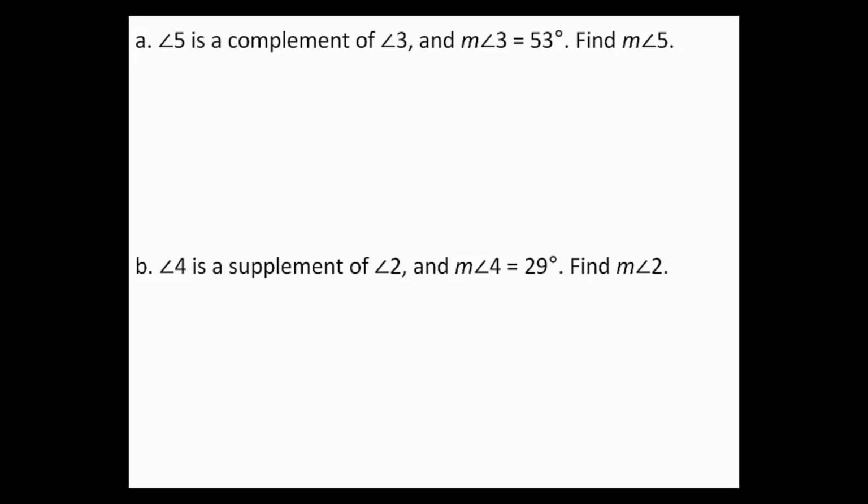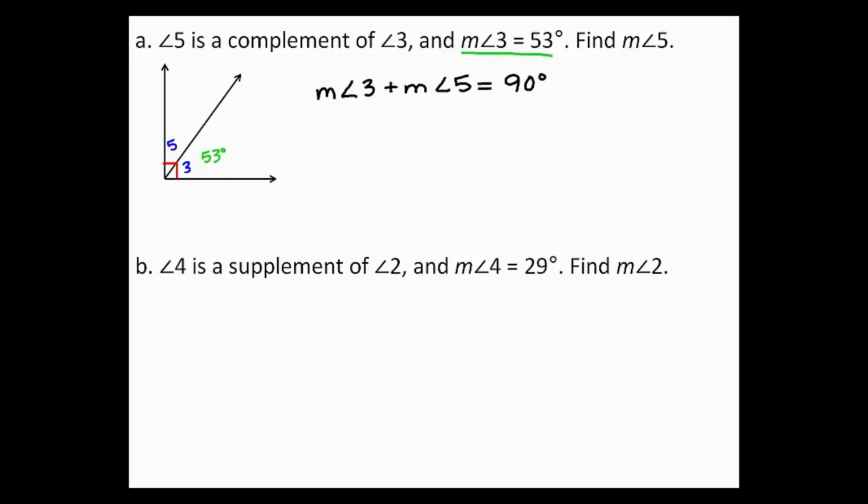In Part A, to find the measure of angle 5, first draw a diagram with complementary adjacent angles to illustrate this relationship. Now, two angles are complementary angles if their measures have a sum of 90 degrees. So, the measure of angle 3 plus the measure of angle 5 must equal 90 degrees. You are told that the measure of angle 3 is 53 degrees.